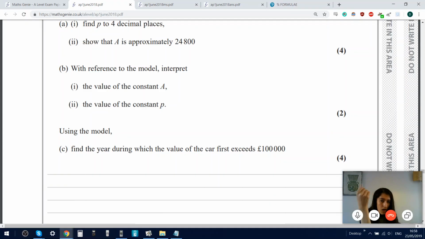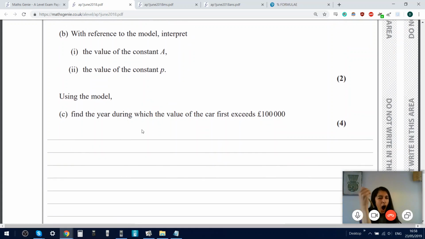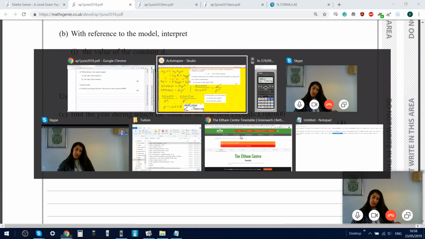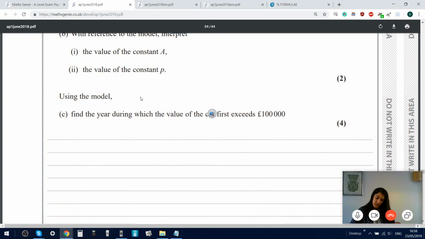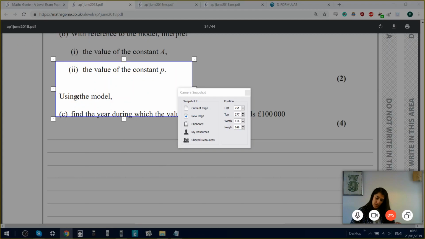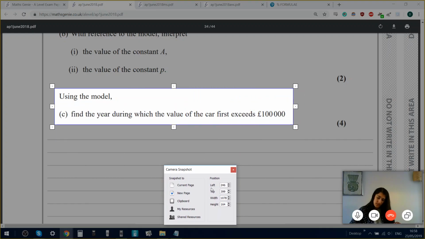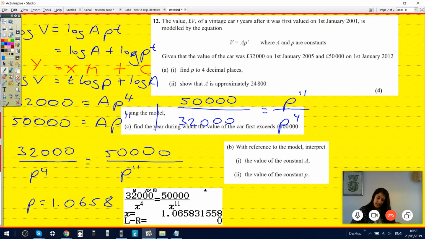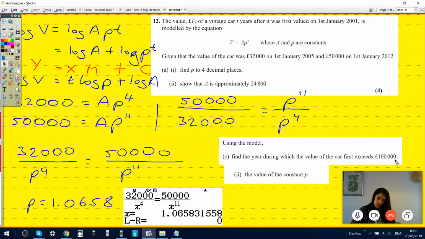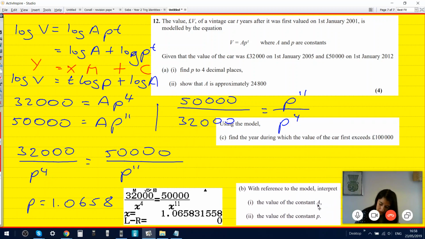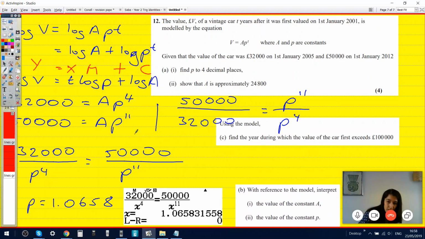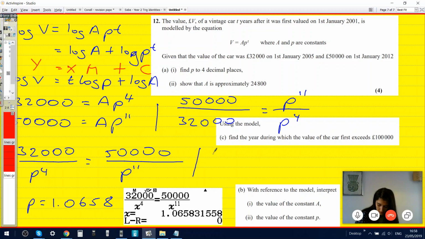And sorry, there was one more part. Using the model, find the year during which the value of the car first exceeds that. So 100,000. So A we said was 24,800, and P T is greater than 100,000. What was it? Find the year during which the value of the car first exceeds. So we have P as well, don't we? Yep.